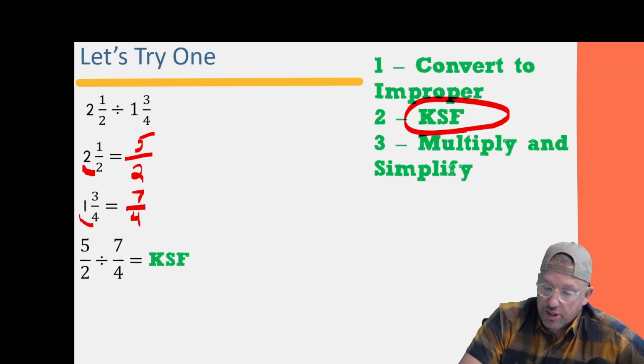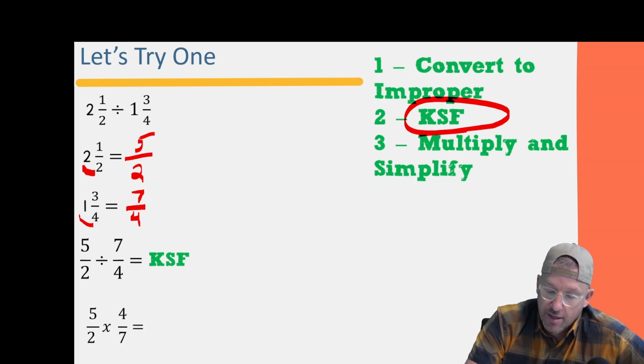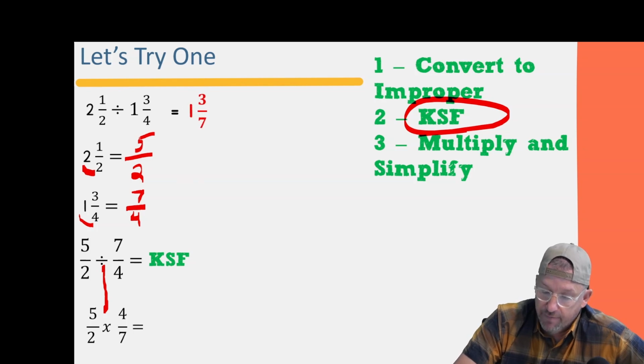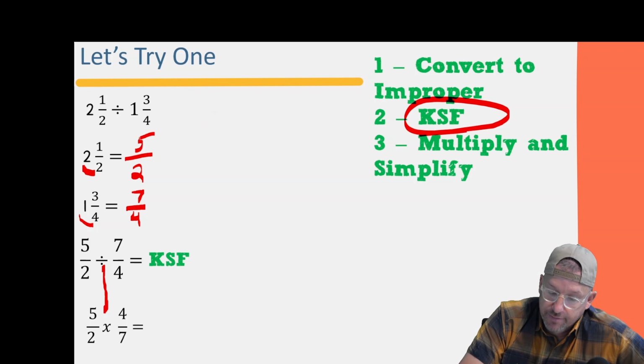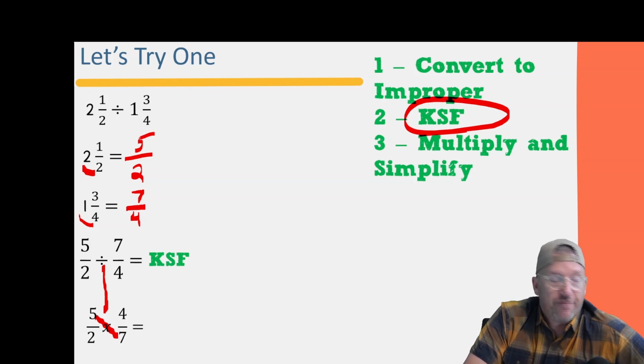So what do we do now? We keep, switch, and flip. We keep the 5/2, we switch this into multiplication, and we flip that other one over. Then all we're going to do is simplify and multiply. We can do this cross simplify game here. You can't simplify 5 and 7 because the only number that goes into 5 and 7 is 5, and 5 won't go into 7, so that doesn't work. But we can simplify 2 and 4. What number will go into 2 and 4? That would be 2. So you just divide them both by 2. 2 divided by 2 equals 1, and 4 divided by 2 equals 2.